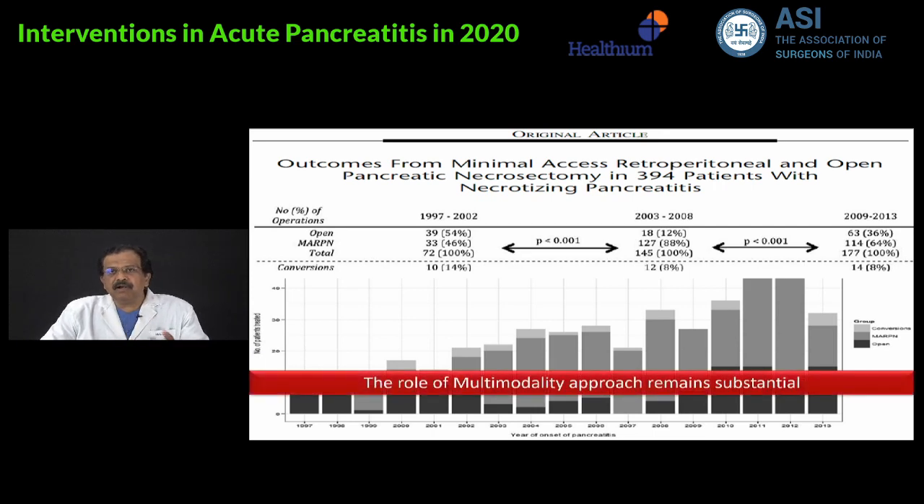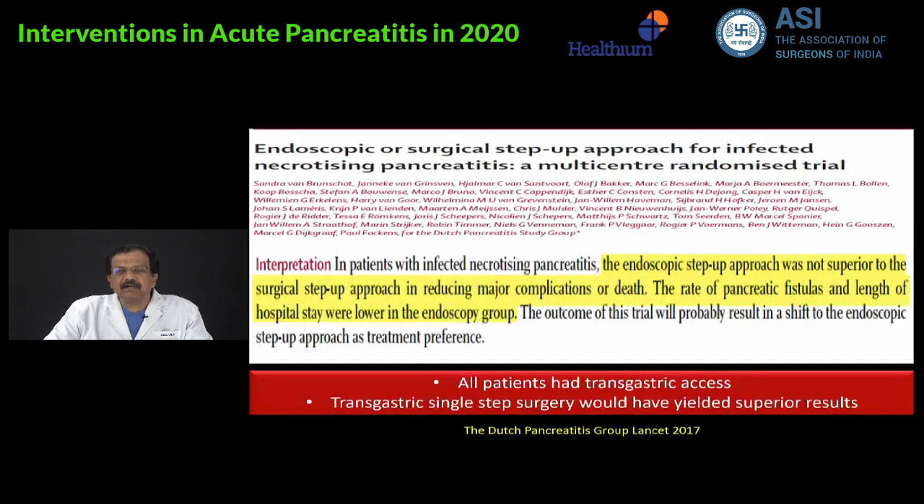But with more and more literature coming in, more and more data showing that there was poor compliance to these procedures, there is more data to show that open surgery still continues to have an important role in the management of these patients with pancreatic necrosis.